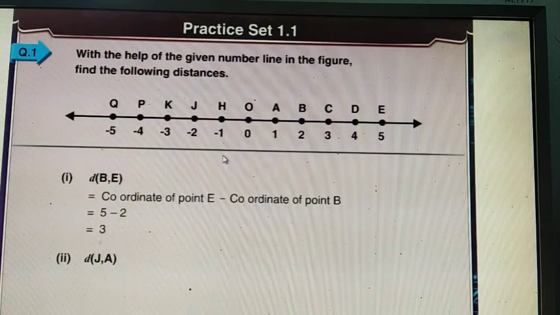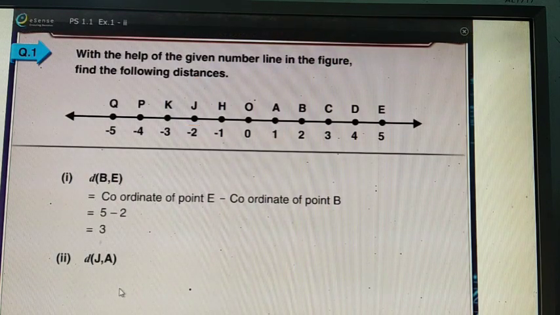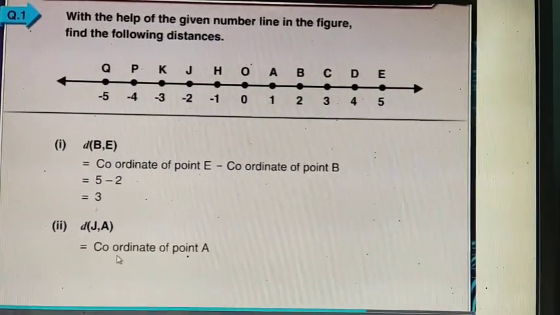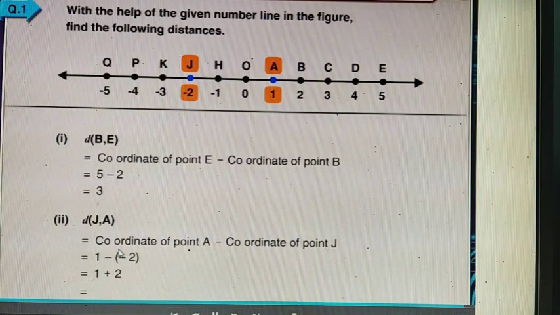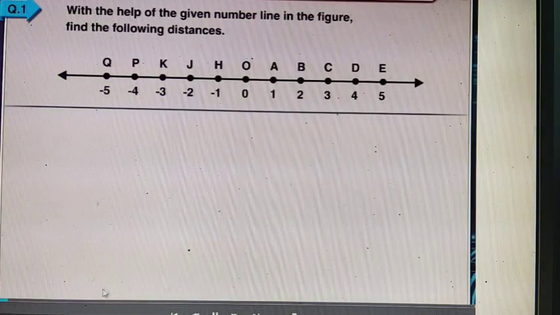Distance between J and A. Now A is the greater coordinate and J is the smaller coordinate, as it is minus 2. Therefore coordinate of point A minus coordinate of point J equals 1 minus of minus 2. Minus minus becomes plus, that is 1 plus 2, 3.